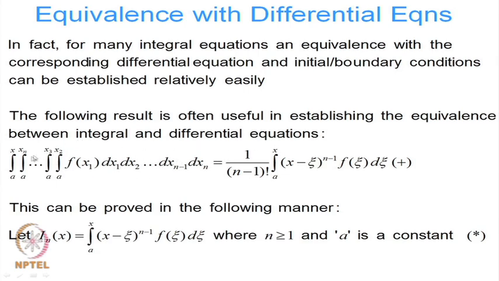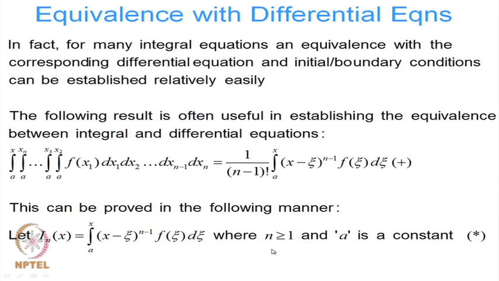This is a very important result, and we will use this result in showing the equivalence between differential and integral equations. How can we prove this? Well, it can be done in the following manner. To do that, I define this function I_n(x), which is basically the right hand side of this equation, where n is greater than or equal to 1 and a is a constant. A is a constant, x is most definitely not a constant, right?